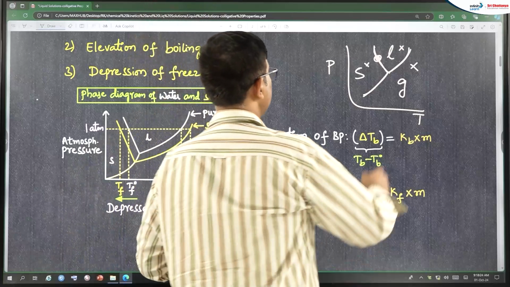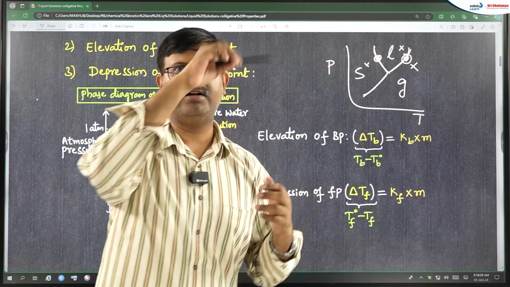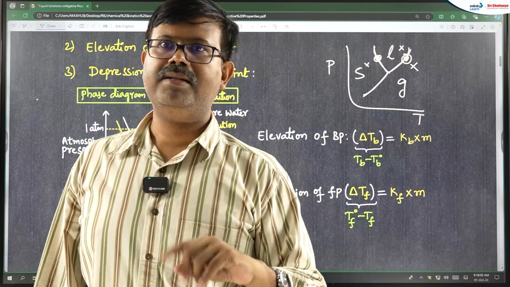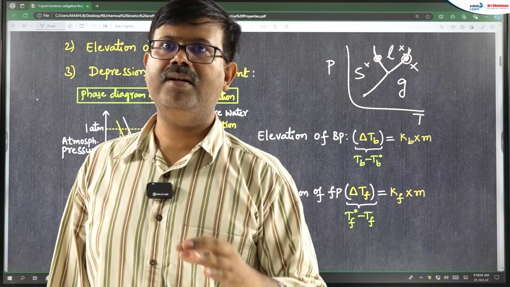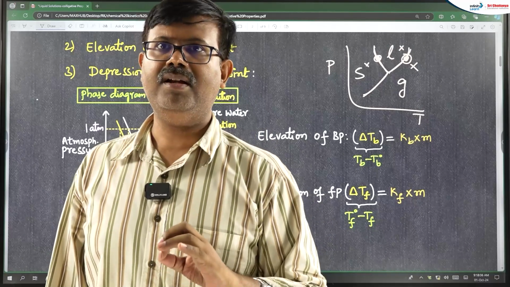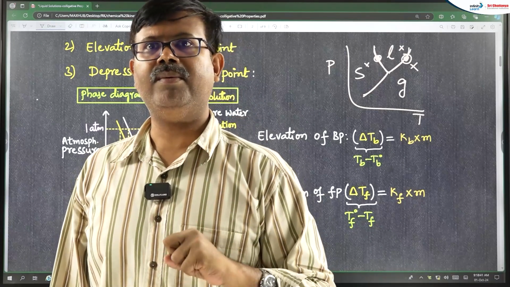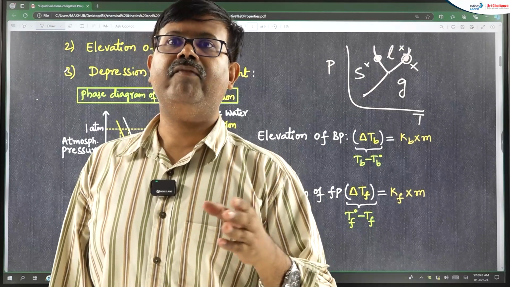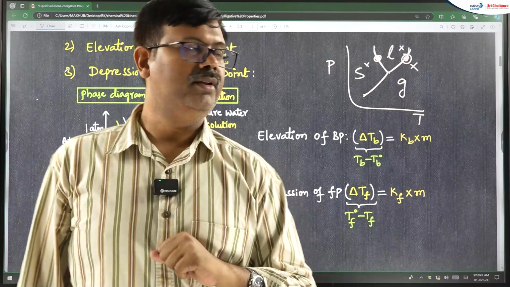Suppose you take any point on the right side boundary, any point on that curve. Since it is a boundary point between liquid and gas, it represents what? At that pressure and temperature, both liquid and gas coexist in equilibrium. That means it is the vaporization point. It is a vaporization scenario.